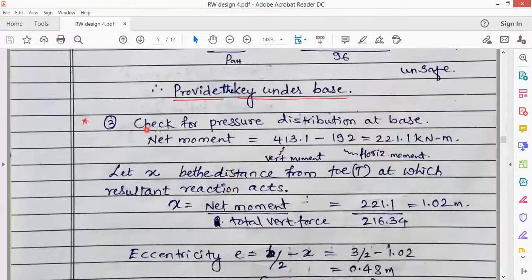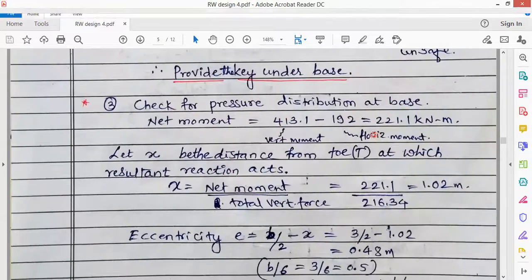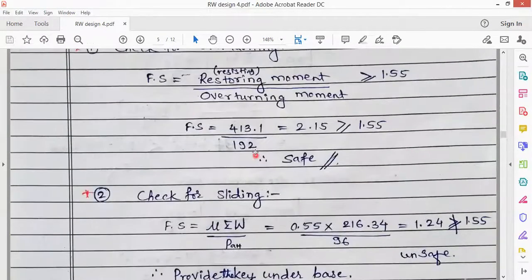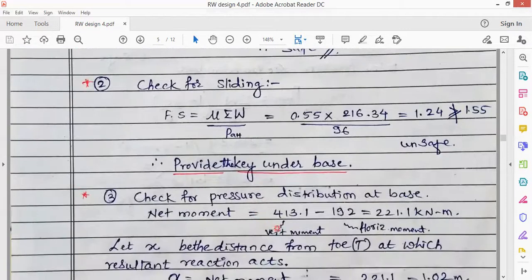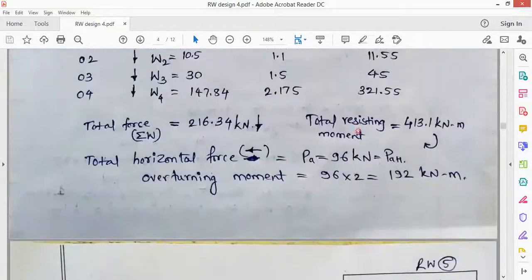So the third check is the check for pressure distribution at the base. In the pressure distribution at the base, we have studied that the maximum pressure should not be more than the soil bearing capacity, and the minimum pressure should not be less than 0. It should be more than 0. We have studied that. So for the net moment, we have the clockwise moment and the anti-clockwise moment, and the net moment will be this minus this, which has been calculated here.